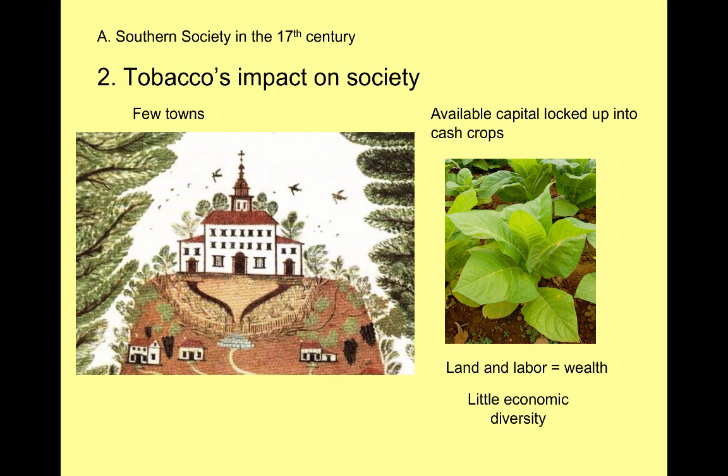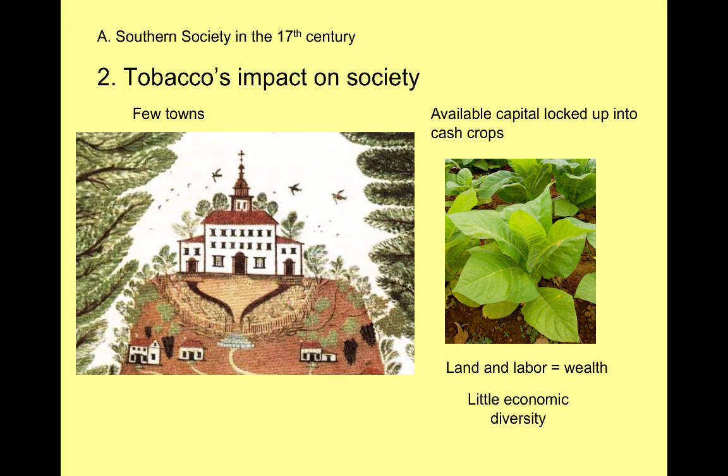And so we're going to see that this is going to lock up a lot of the capital in the South, and that's going to be the way that people make money. So it's very little economic diversity in the South. They're kind of a one-crop economy, which is great during high tobacco prices, but it's going to be devastating during low tobacco prices. And their economy is going to go up and down in a boom and bust cycle.